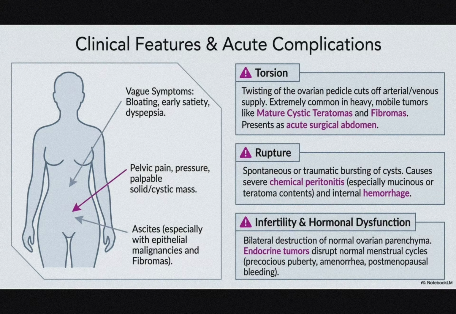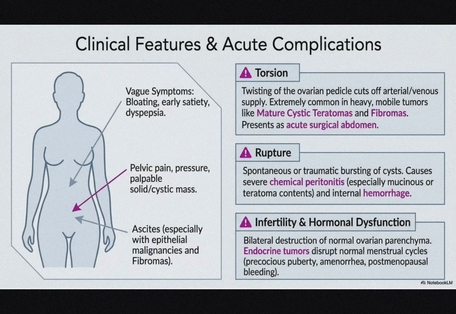So we have clinical features and acute complications. We have torsion, these are complications and clinical features of ovarian tumors. That is the first one. We'll discuss vague symptoms, that is bloating, early satiety, dyspepsia. Next we have pelvic pain, pressure, palpable solid cystic mass. Next we have ascites, especially with epithelial malignancies and fibromas.